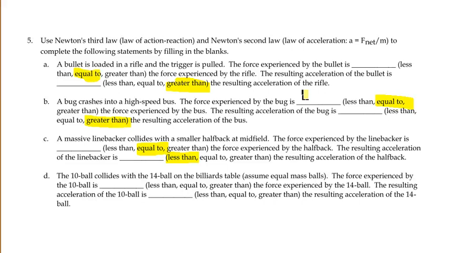Finally, on a pool table, a 10 ball collides with a 14 ball. Assume they both have equal mass. The force experienced by them, again, must be equal to... There's no choice. And because their masses are equal this time, their accelerations would also be equal. In fact, you might see one stop and the other move on, taking the same velocity as the first one had. So if the masses are equal, the resulting accelerations will be the same.